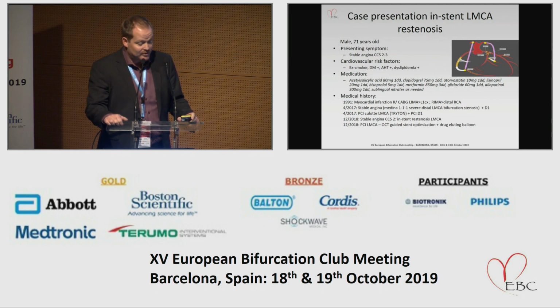In 2017, quite a number of years later, he presented again with stable angina and had a true bifurcation lesion of the left main, and also a lesion in the diagonal branch. So he had PCI, a culotte technique with a Triton stent, which I'll show you in a moment, with stenting of the diagonal branch as well. Then in December of last year, he presented with stable angina and had in-stent restenosis of the left main coronary artery, for which he was treated with OCT-guided PCI and drug-eluting ballooning.